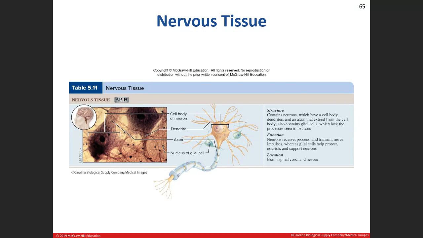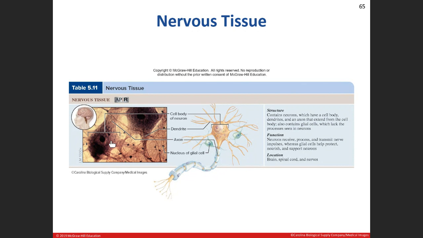So you can see here on our slide, we have nervous tissue, and the appearance of the neuron is pretty significant. It's, what's the word I want to use, obvious. It has a very unique shape to it. So the cell body is right here.